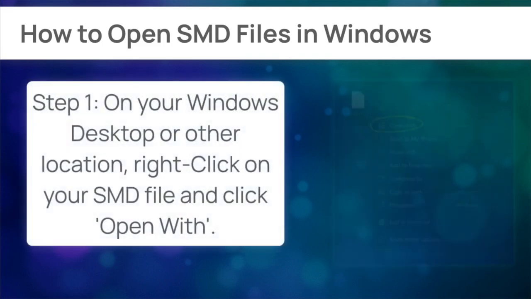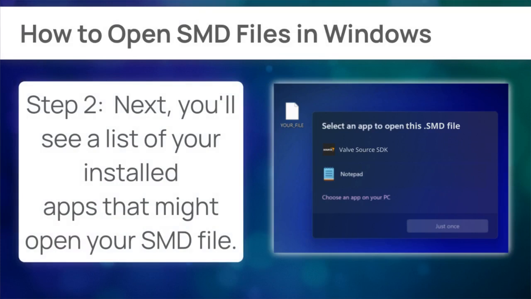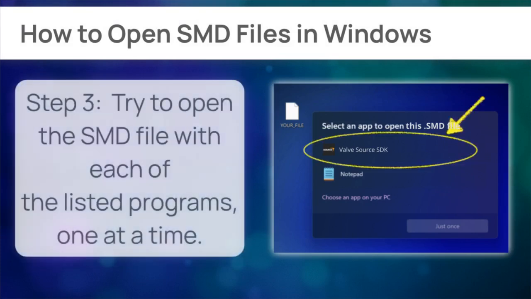Your first step in unlocking the file: right-click the SMD file and select Open With. Prioritize Valve Source SDK if you see it. If not, select another program.